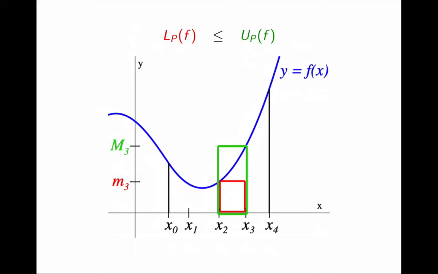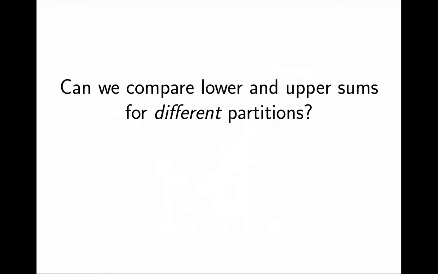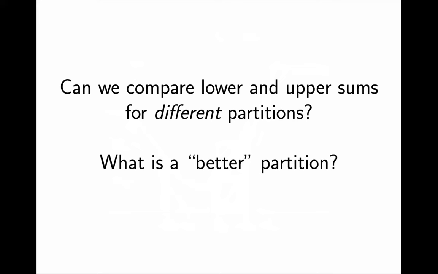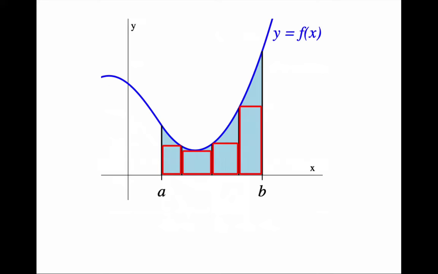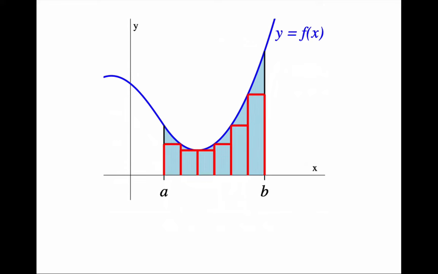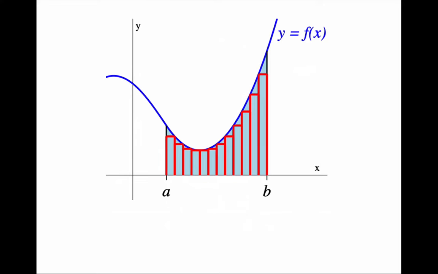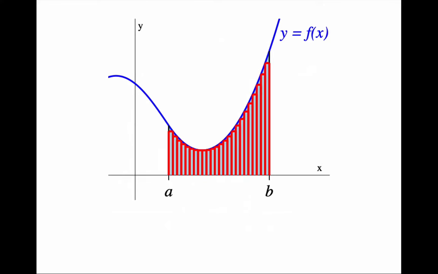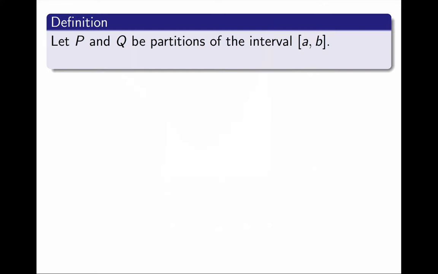Let's try something more interesting. Can we compare lower and upper sums for different partitions? And what makes one partition better than another partition? There is a sense in which some partitions are better than others because their lower and upper sums will be better estimates for the integral. Naively, it looks like a partition that has more points will be better, but it is not merely about the number of points. Here is a new definition.